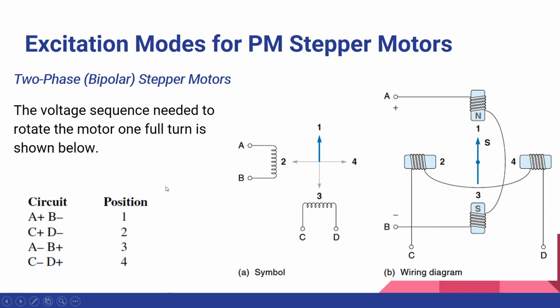So this is called your two-phase or bipolar stepper motor. Here the term bipolar applies to this motor because the current is sometimes reversed, and that's why we use this term. Now let's see next.